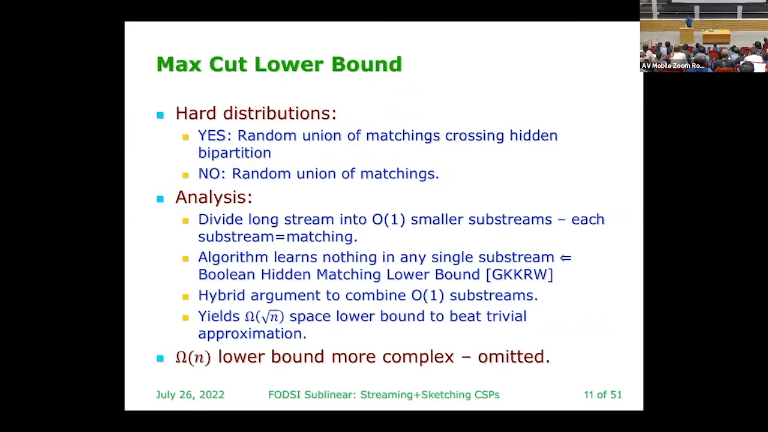For some technical reasons, it's nicer to take a graph which is a union of matchings, and the whole stream will be composed of substreams. I'll get a matching, and then another matching, another matching, another matching. Either all of these matchings will be crossing the same cut, so it's a bipartite graph, or they'll be just random matchings. Tell me which one of these holds.